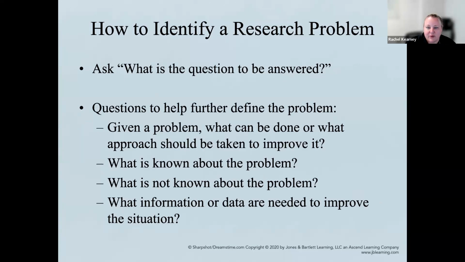So in order to identify a research problem, you really want to ask yourself, what is the question that's to be answered? A lot of you, we've had conversations about, I'm interested in a certain topic. I'm interested in tooth whitening. I'm interested in this. But really, what is the question that you want to answer? And so think about, what could be done, or what approach should be taken to improve it. What do we already know about the topic or the problem? What do we not know? And what information might be needed in order to improve the problem.